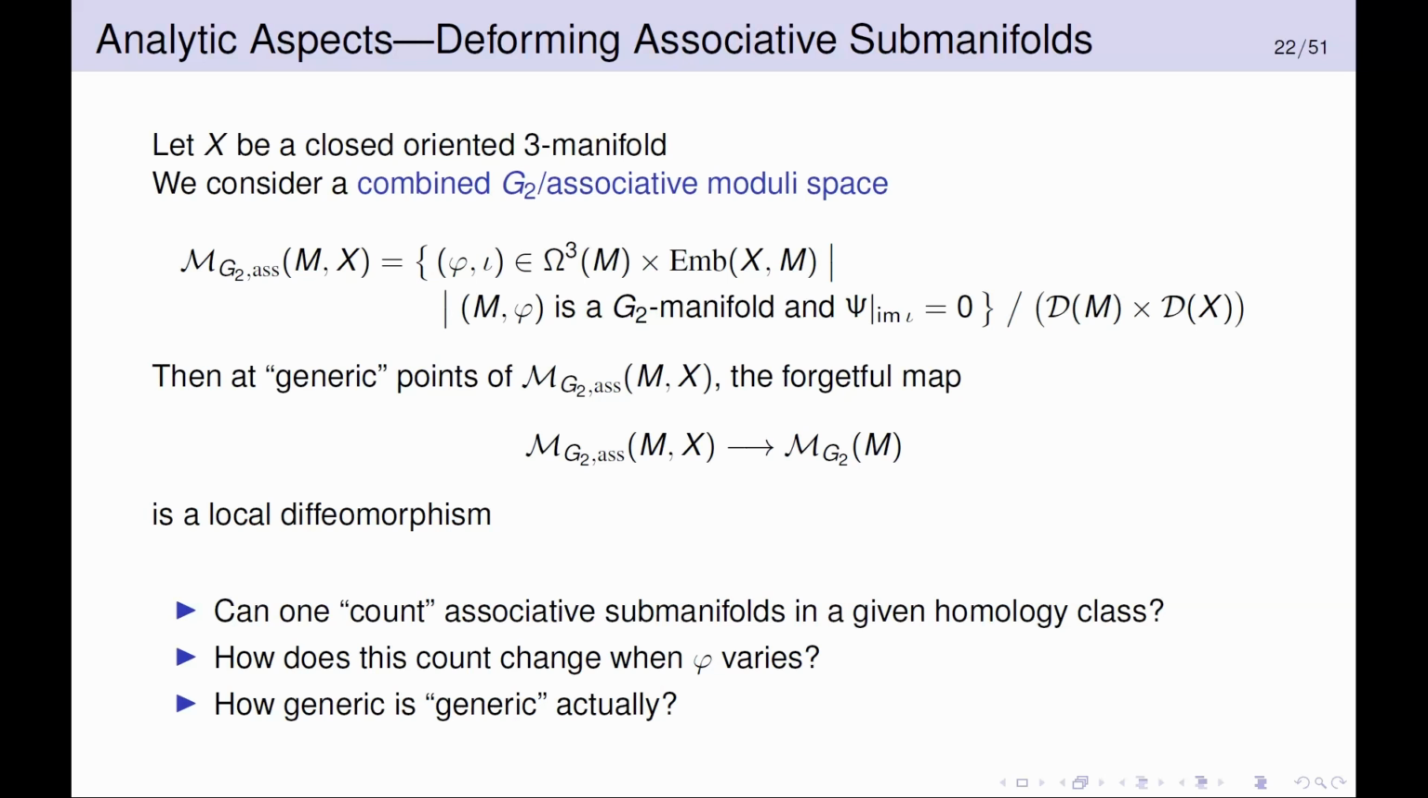But anyway, if you imagine you have a covering of the G2 moduli space, then you can start thinking about, well, maybe it has a deck transformation group, or maybe you can count at least the fibers. Well, there are many homology classes, and the homology class of an associative is one of its invariants. So maybe you want to count only in one homology class. And then you wonder, if you can count, how does the count change when phi varies. But as I said, all this hinges on the notion of generic, which is maybe not as generic as it should be.